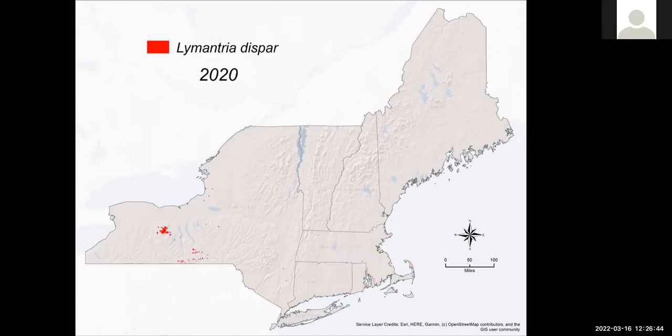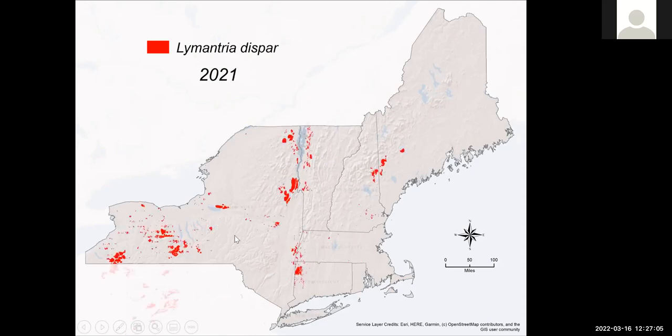So 2020, things look pretty good in Southern New England. Some of this might be an artifact of, I can't remember if all the states in Southern New England were able to fly. I think they were to some degree because of COVID, but that could also limit the mapping. But you start to see some activity in New York, Western New York.